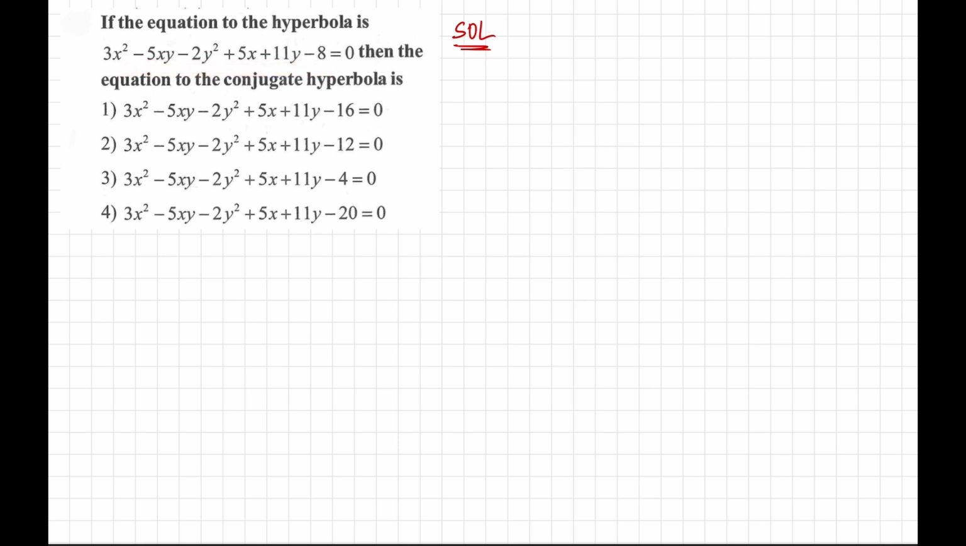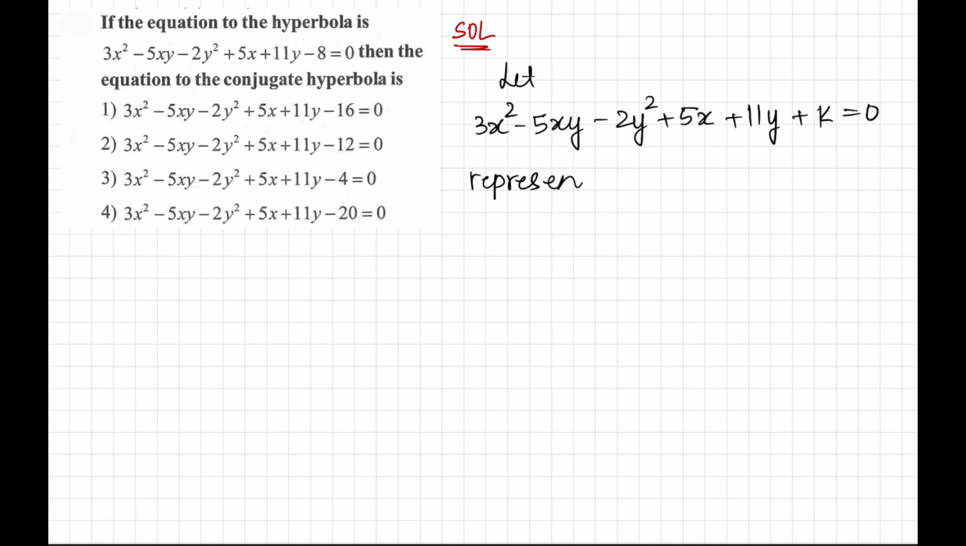So let us consider, let 3x square minus 5xy minus 2y square plus 5x plus 11y plus k equals to 0 represent the equation of its asymptotes. So basically, what we have done is we have only changed the constant.